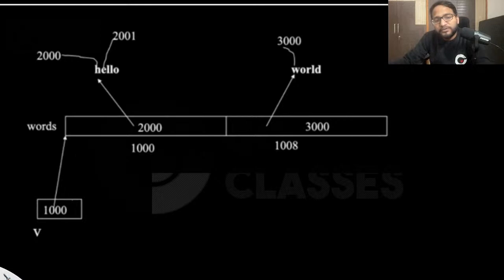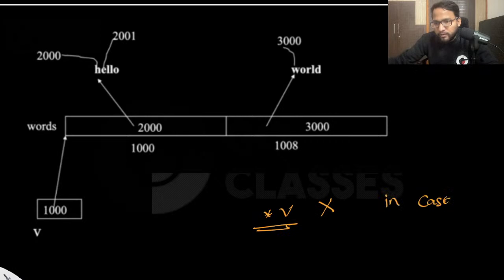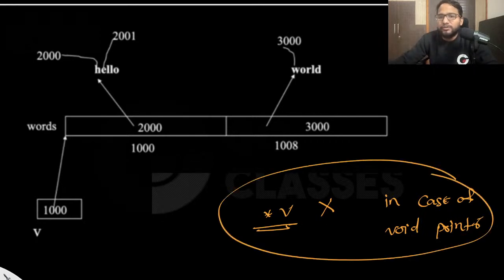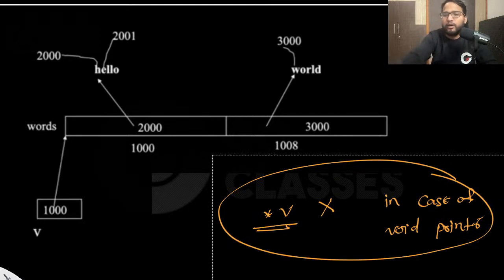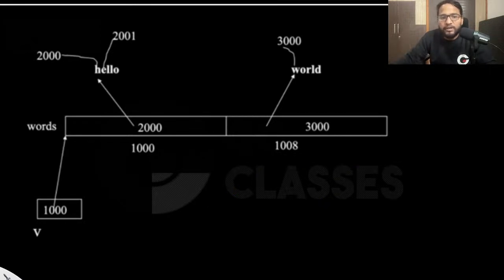See, now this V is a void pointer, right? Since it is a void pointer, it can hold any address. Now it is up to you how you want to use this particular address, which means that you can't directly do star V. This is not allowed in case of a void pointer. But what you can do, you can typecast it and then you can use it in any way. So star V directly is definitely not allowed. Now let's just see how we can print the hello world.